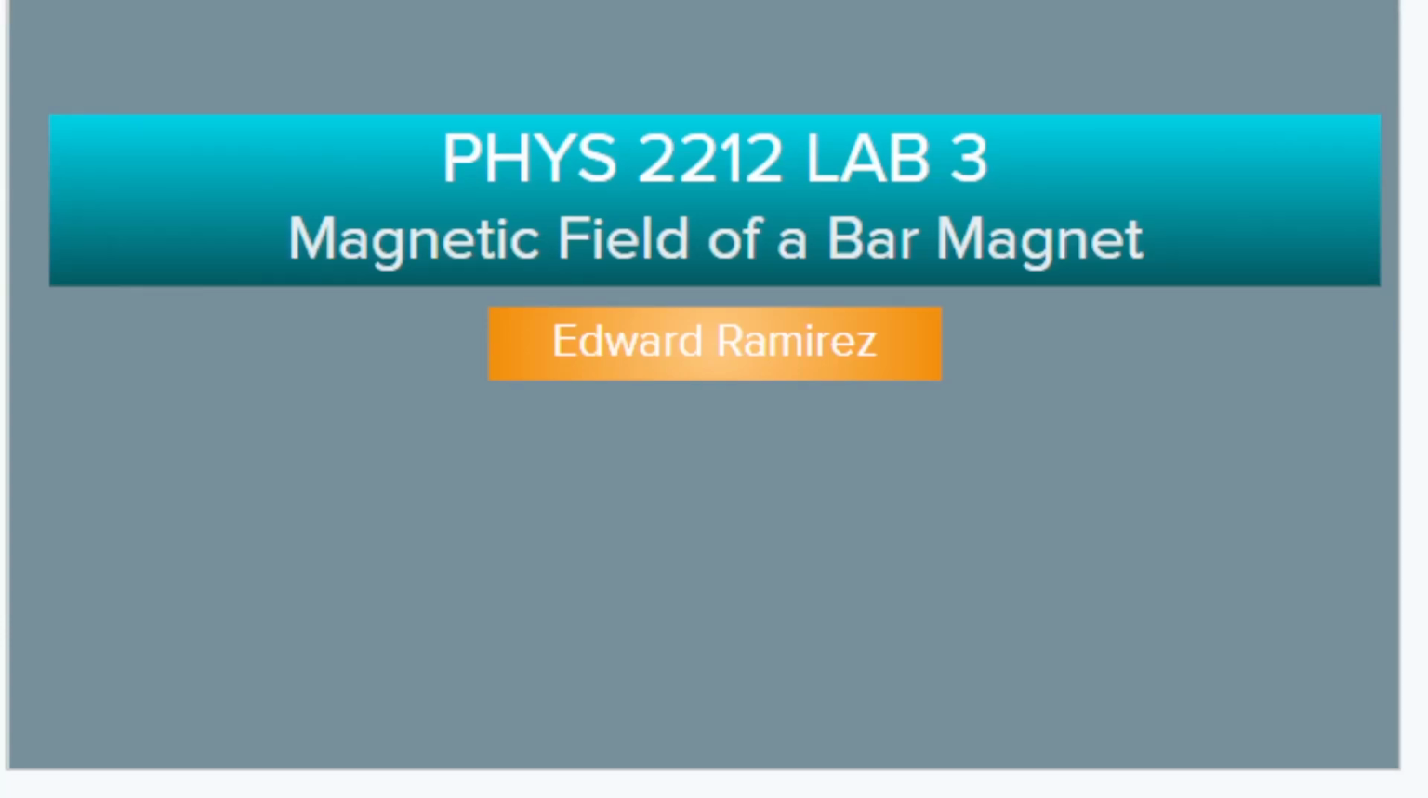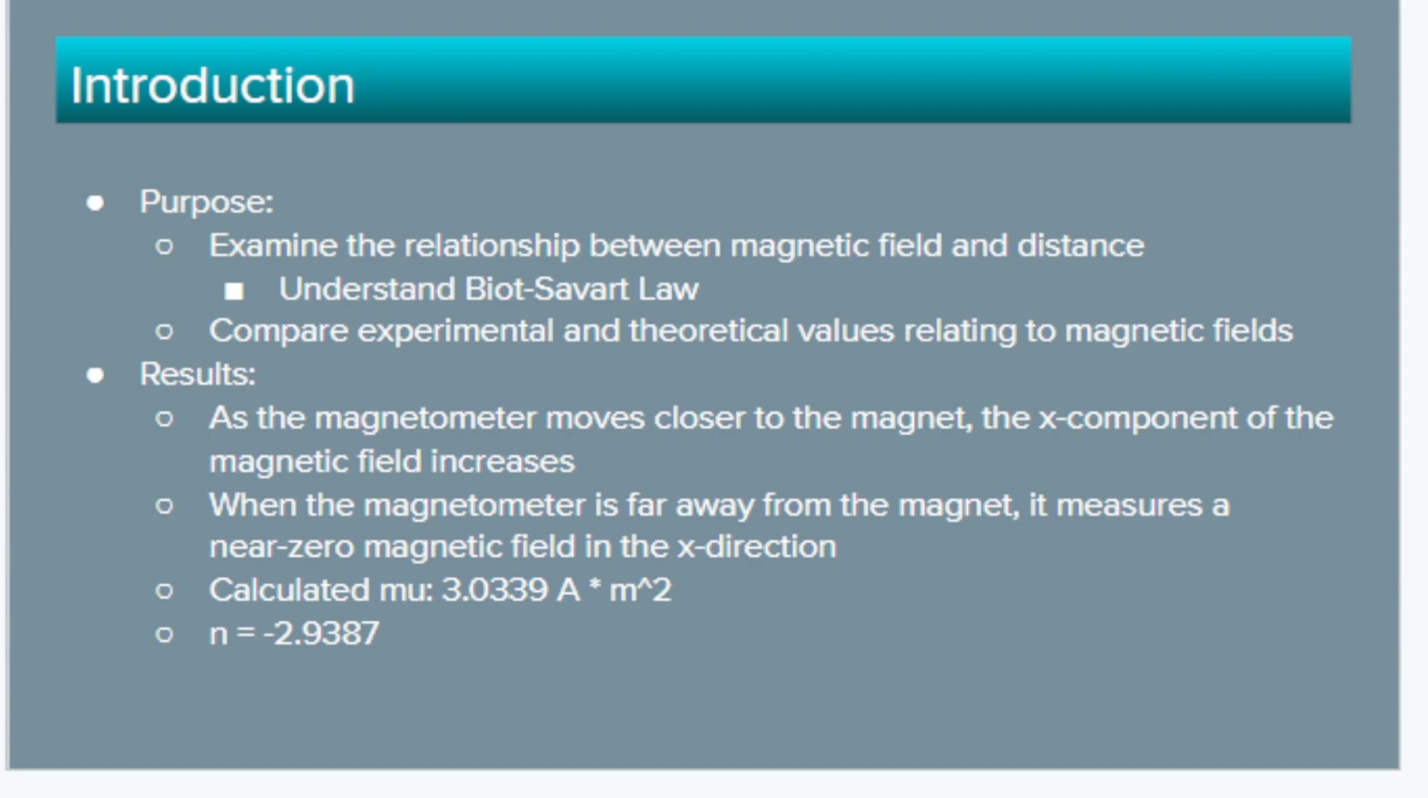This is Physics 2212 Lab 3, Magnetic Field of a Bar Magnet. The purpose of this lab is to examine the relationship between magnetic field and distance, and overall we are trying to understand the Biot-Savart law. We want to compare the experimental and theoretical values relating to magnetic fields and the distances at which they were taken. As for my results, I saw two things.